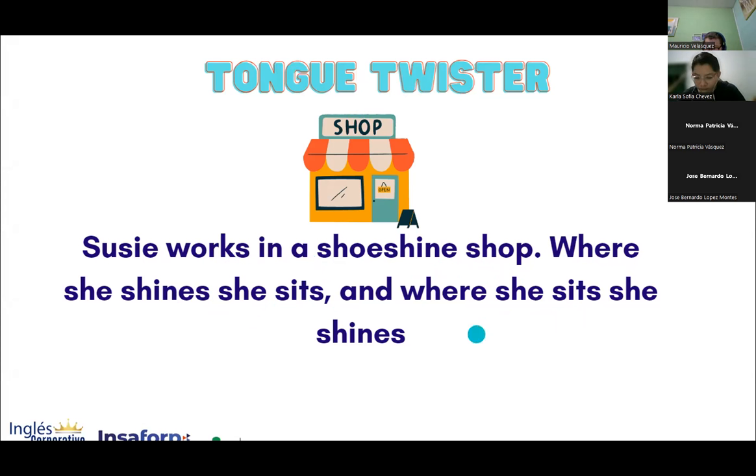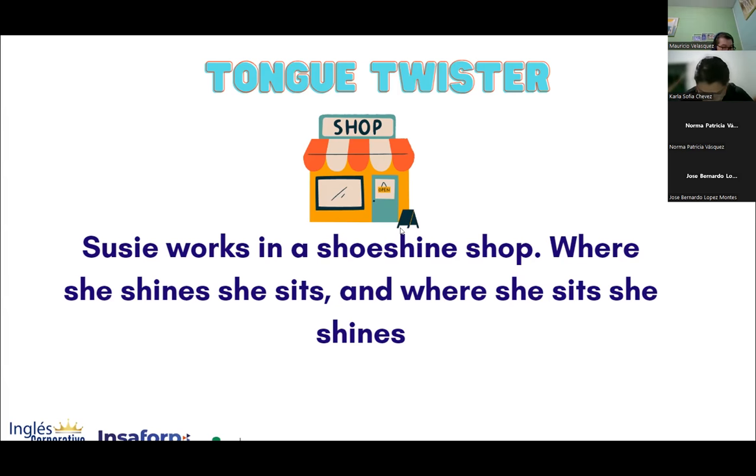Susie works in a Susie chin shop where she chins, she sits, and where she sits, she shines. Okay, thank you. Remember, this one is going to be shines. Yeah, and this one is shoe shine, shine shop. Okay. Shine shop. Shine shop. Shine shop. Yeah. Okay.